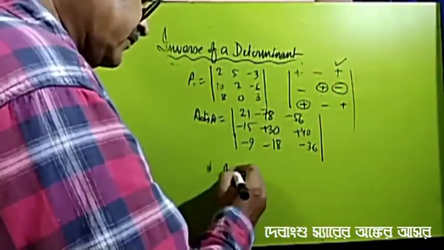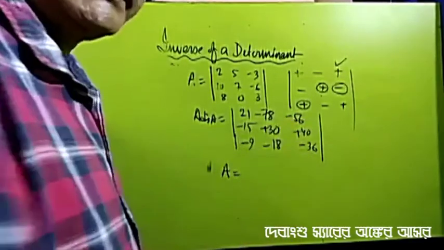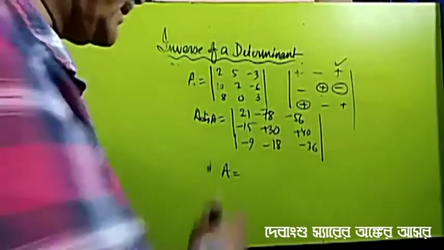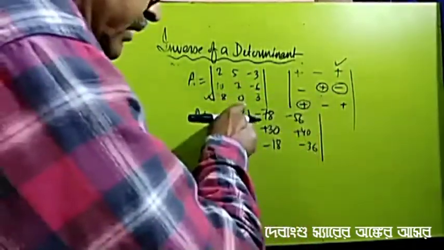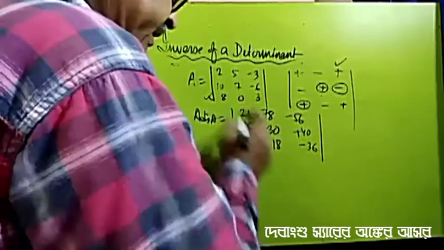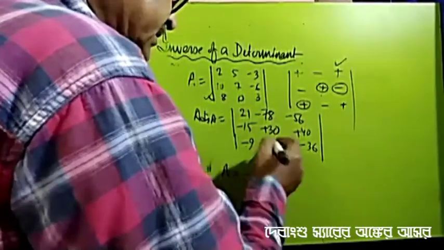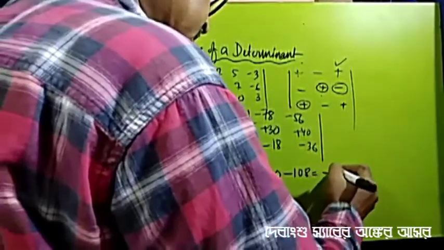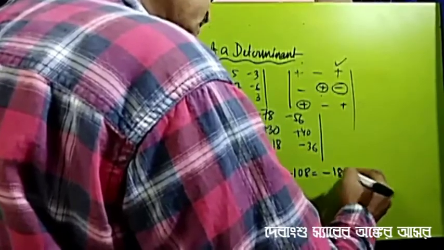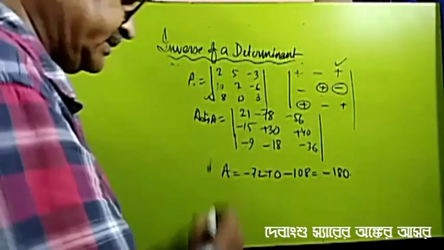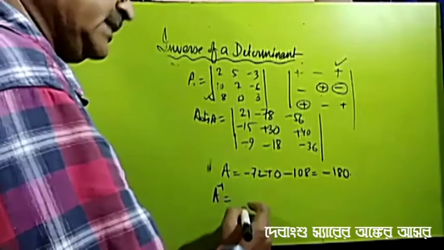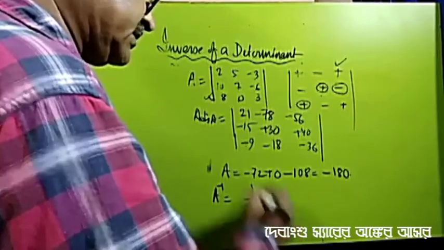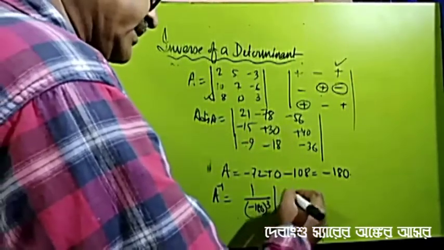Now how to find the value of A. We know all the cofactors. So choose any row or any column and multiply it by the corresponding cofactors. I will choose this third row because a 0 is there. So 8 into 9 is 72. This is 0. This is 3 into 36, 108. So it is 180. So det A is 180. So A inverse is 1 by 180 to the power 3, since it is third order, into adjoint.